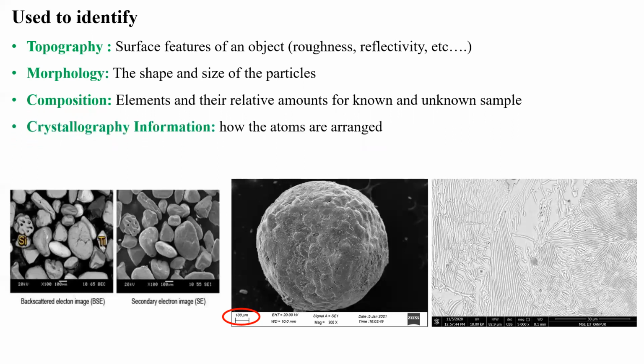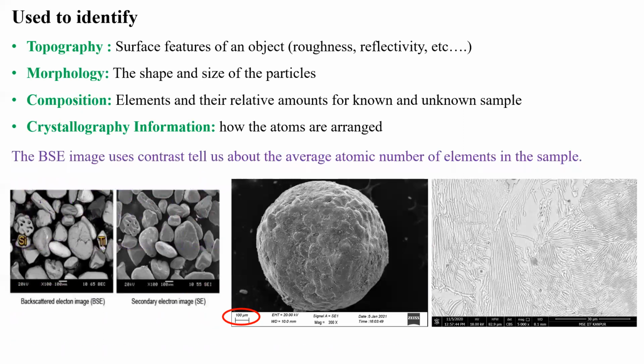And next, crystallography we can also see. Here we can see how the atoms are arranged. And the BSE image contrast tells us about the average atomic number of elements in the sample. By using this, one can do quantitative analysis of the composition.